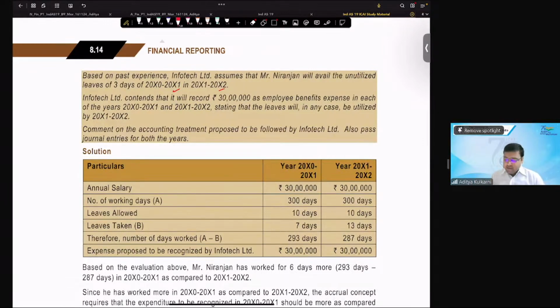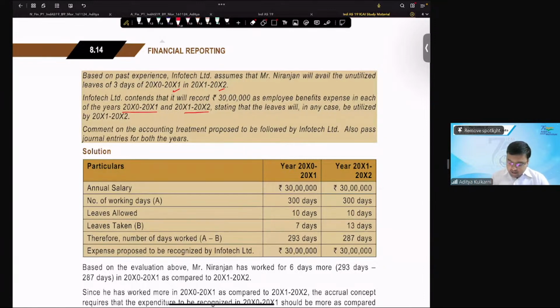Infotech contends that it will record 30 lakhs as employee benefit expense in each of the years X1 and X2, stating that leaves in any case will be utilized by the end of year 2. So comment on the accounting treatment proposed to be followed and also pass the journal entries. I hope you have understood the question.